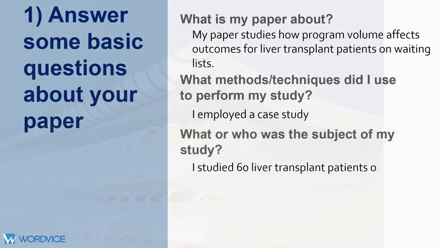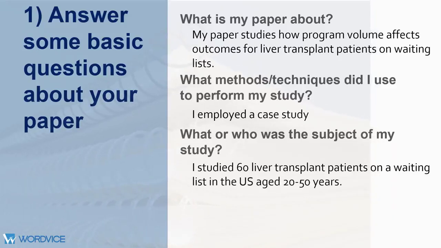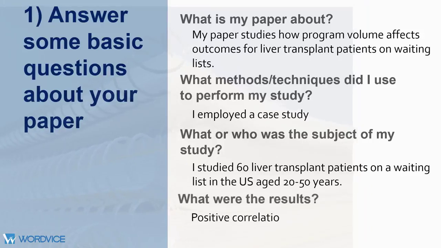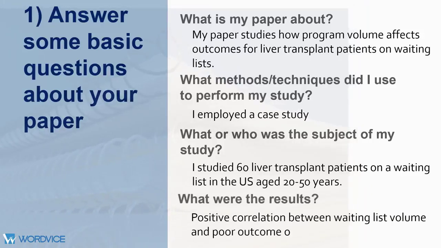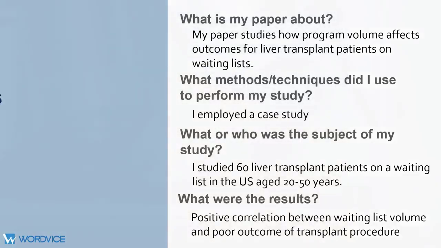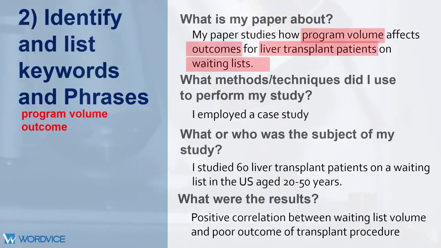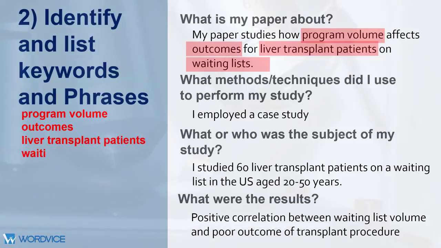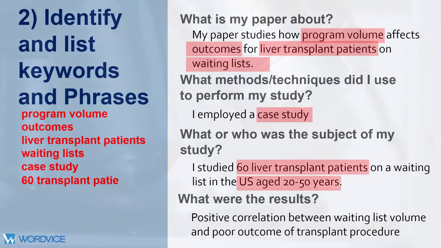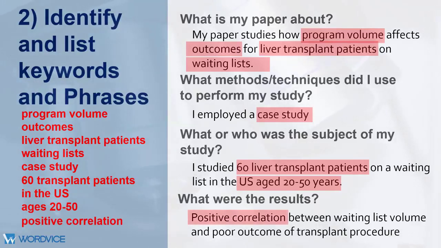What or who was the subject of my study? I studied 60 liver transplant patients on a waiting list in the US aged 20 to 50 years. What were the results? Positive correlation between waiting list volume and poor outcome of transplant procedure. After answering these questions, move on to the second step, which is to identify and list key words and phrases from these responses. Program volume, outcomes, liver transplant patients, waiting lists, case study, 60 liver transplant patients, aged 20 to 50 years, positive correlation. These keywords will form the foundation of your title.